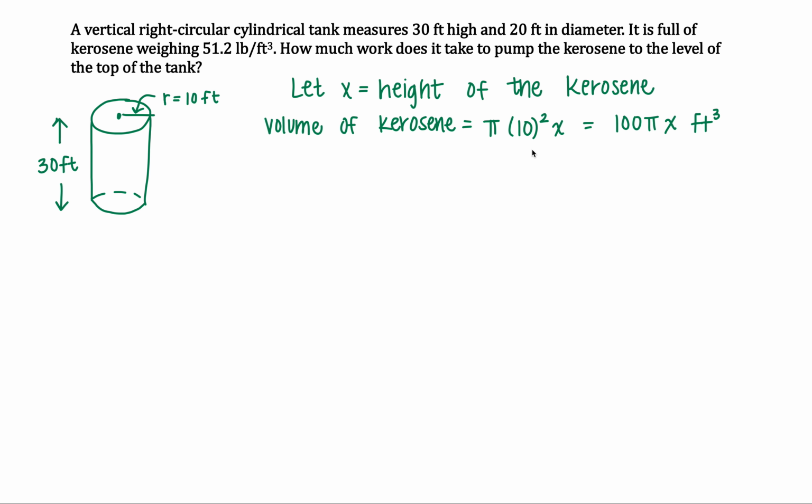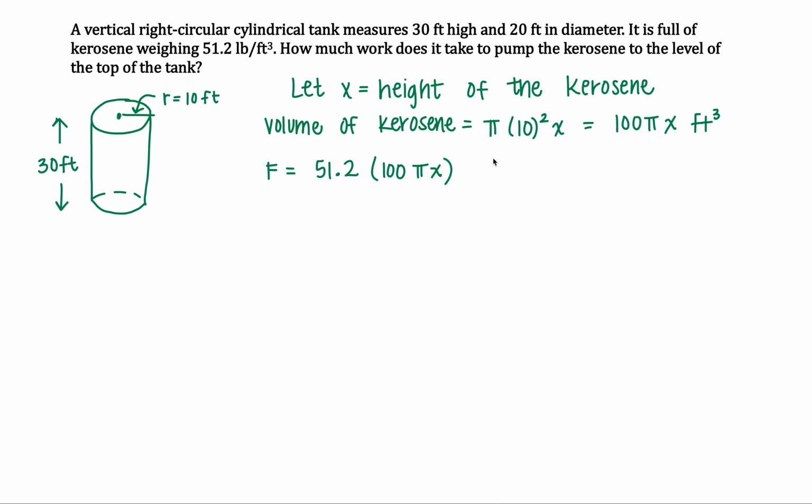So that's the volume. Now, force, in this case, it's force due to gravity, so it's going to be the weight of the kerosene. To find force, you're going to take this 51.2 pounds per cubic feet for that kerosene, and you're going to multiply it by the volume of kerosene. So we're going to take that times the 100 pi x. And I don't have the units written in here, but it's pounds over cubic feet times cubic feet. So it's going to leave us just with pounds.